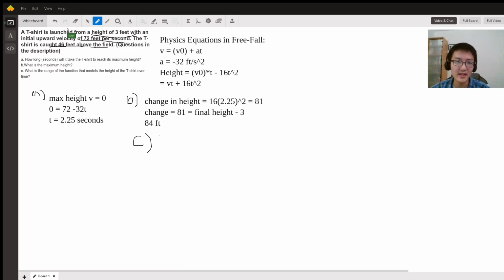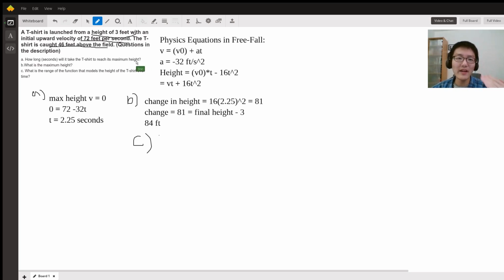Okay, part C. What is the range of the function that models the height of the t-shirt over time? The range means the y value, right? And our y value in this context will be height, or the change in height, I should say. So this means that our height is going to be the range. Then we need to know the lowest height and the highest height.